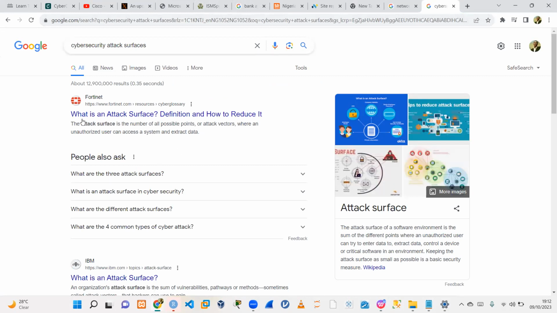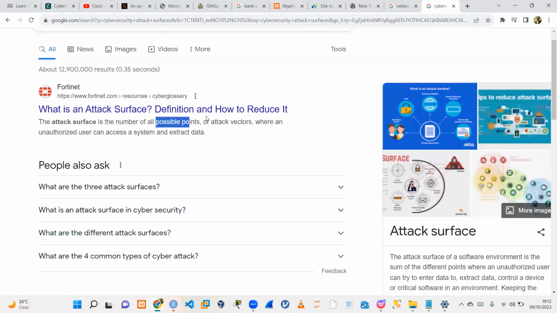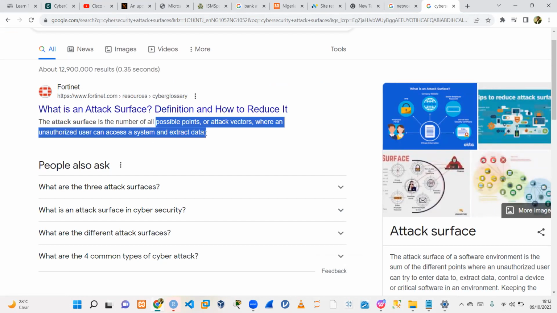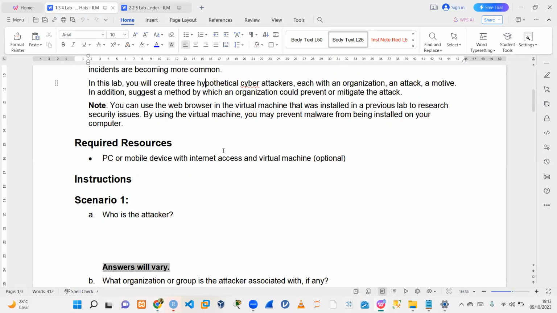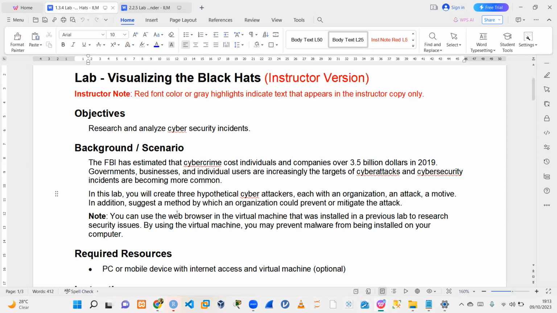Yes. Good. So the attack surface is the number of all possible points where an unauthorized user can access a system and extract data. All the possible points. So when you are planning how you're going to mitigate an attack, when you are planning countermeasures, you're also going to be thinking about what are the possible means. Very, very key, very, very important. Okay, so for this attack, you just need to use your web browser.